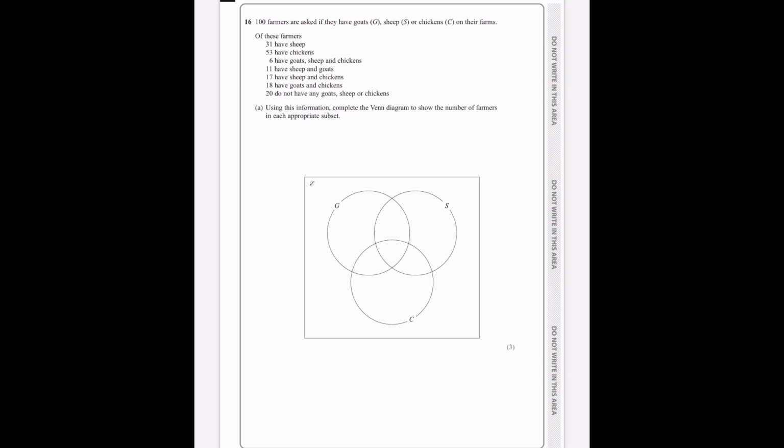For the Venn diagrams, this is a little logic puzzle. We know that 6 have goats, sheep and chickens, so the first thing I'm going to do is write 6 in the middle of those 3. Then we know that 11 have sheep and goats, so there's got to be a 5 above the 6 to make that intersection total 11. And I'm just working out the remaining bits of information using that sort of logic.